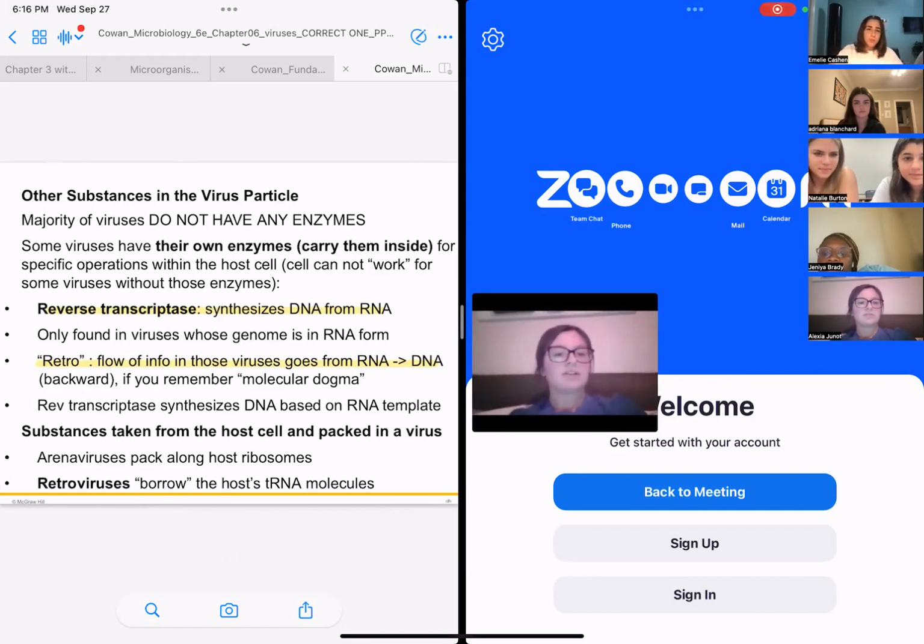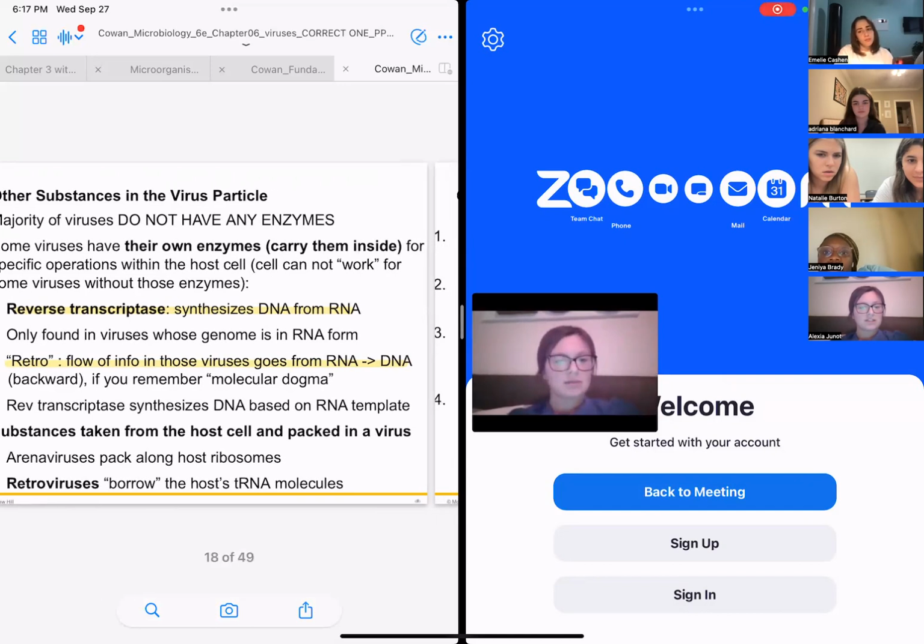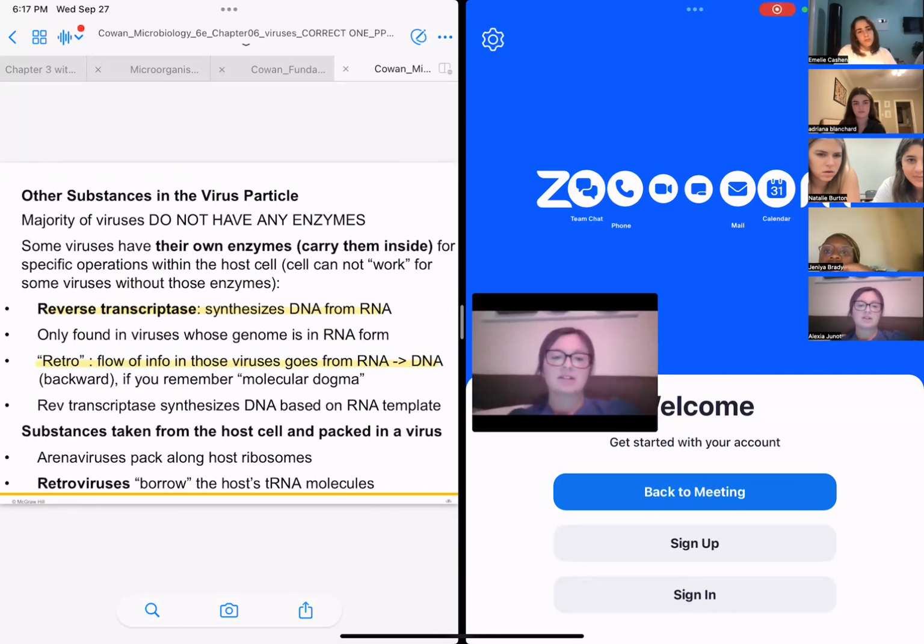And then other substances that they do not have enzymes for, and some viruses have their own enzymes which carry them inside for specific operations within the host cell, which means that the cell cannot work for some viruses without those enzymes. And then reverse transcriptase synthesizes DNA from RNA, and they're only found in viruses whose genome is in RNA form. And then substances taken from the host cell and packed in the viruses, like the arenaviruses packed along with the host ribosomes, and the retroviruses that borrow the host's tRNA molecules.